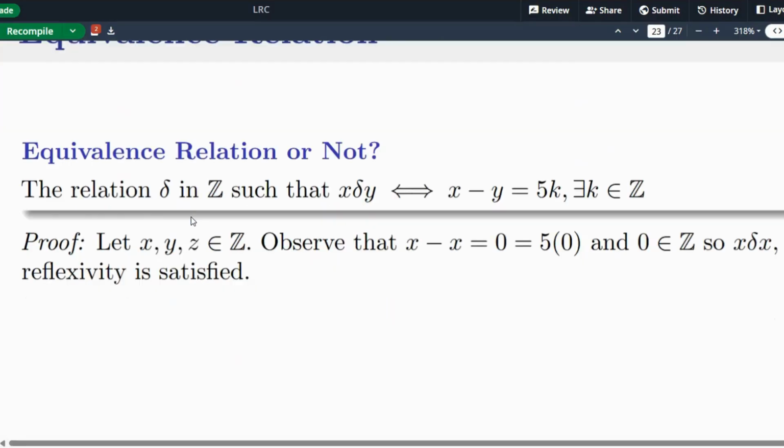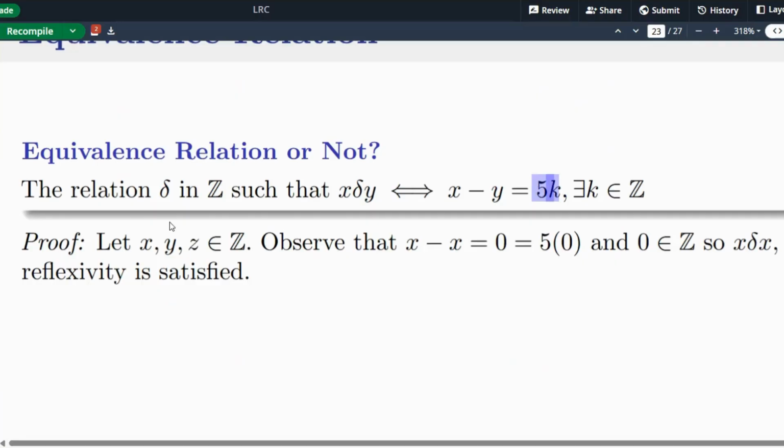Last example. Ito na. So, puro kasi tayo hindi equivalence relation. Tingnan na natin, baka ano siya. Baka equivalence relation siya. As the relation delta in the set of integers, so si X, jowa niya si Y, if and only if yung difference ni X at Y is equals to 5K.